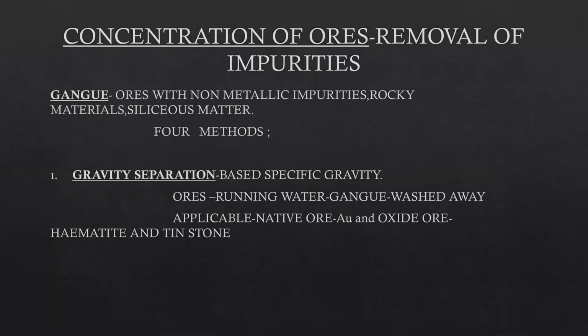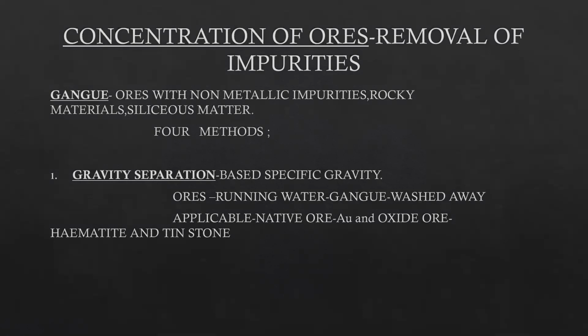So there are four methods in the concentration of the ore. First method is the gravity separation. So this method is fully based on the gravity separation. So first we need to take that powdered ore. Next we need to show that powdered ore in the running water. The lightweight gangue particles are moving along with the running water. The heavier gangue particles are settled down. So like that we are separating that impurity from the ore.